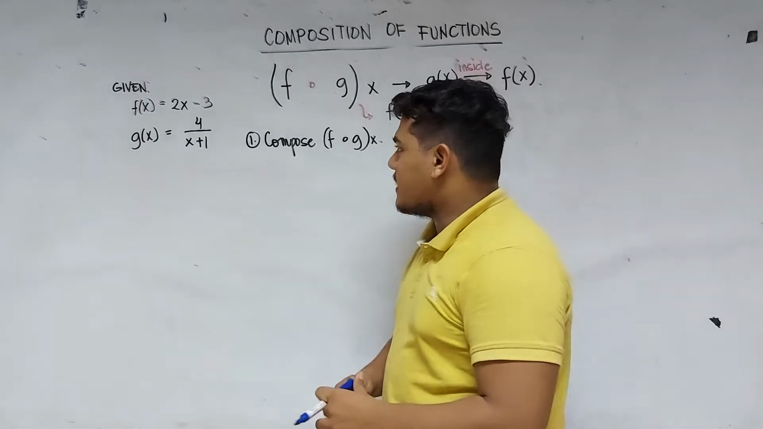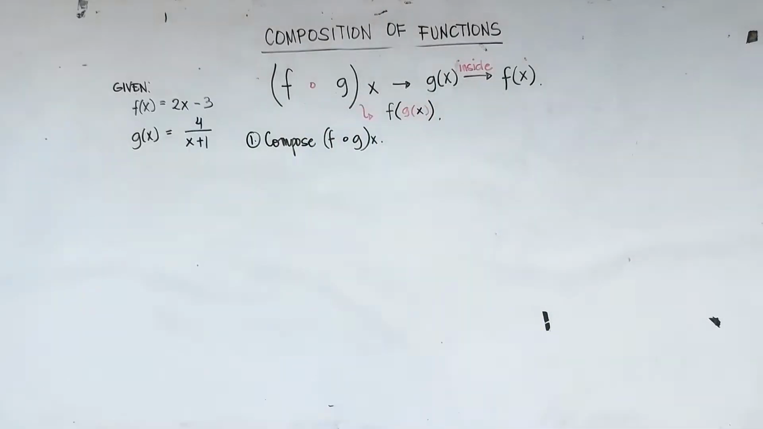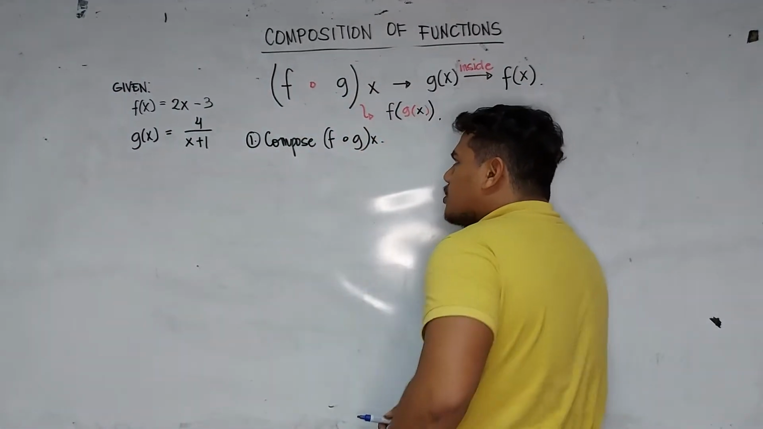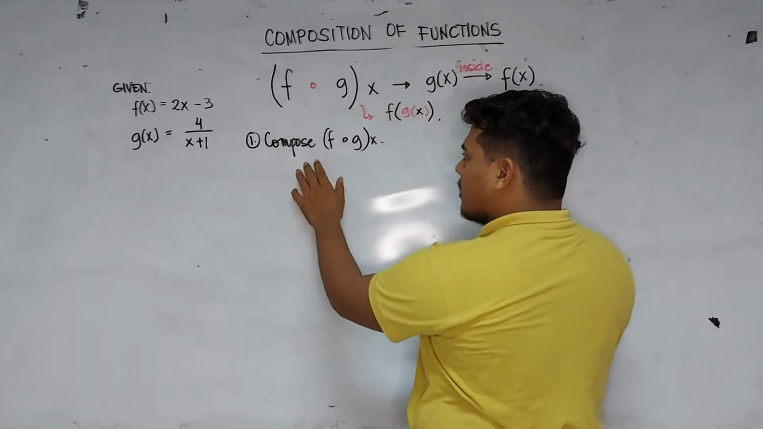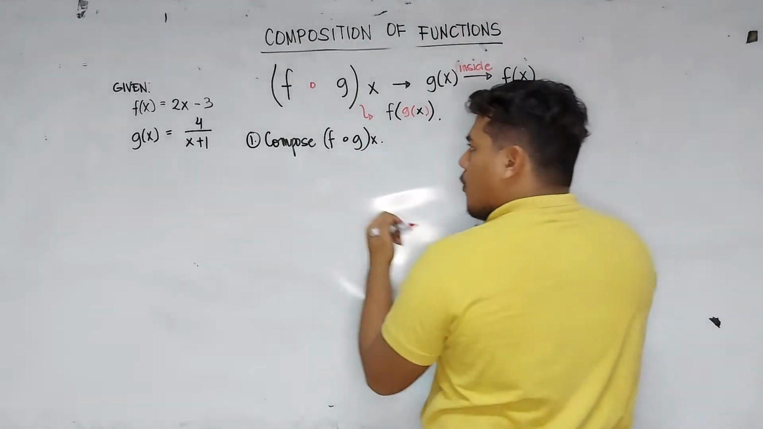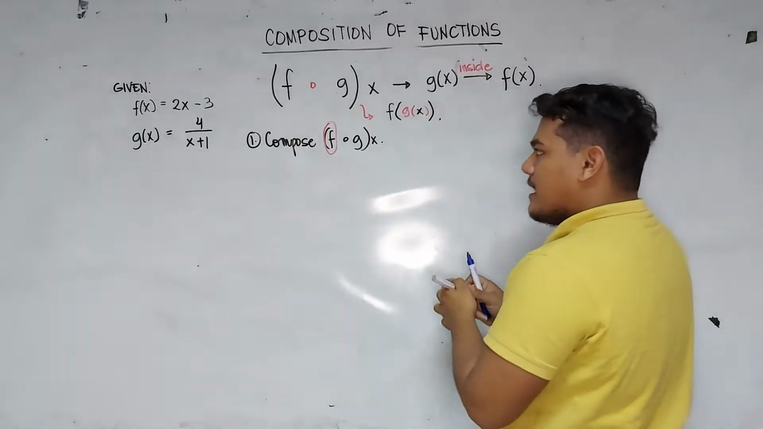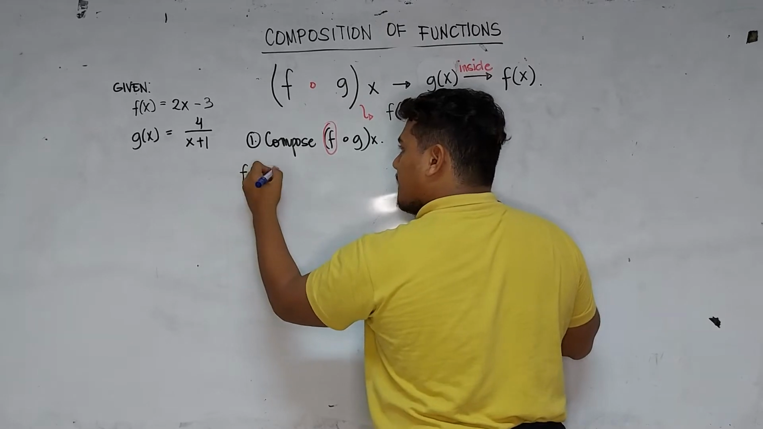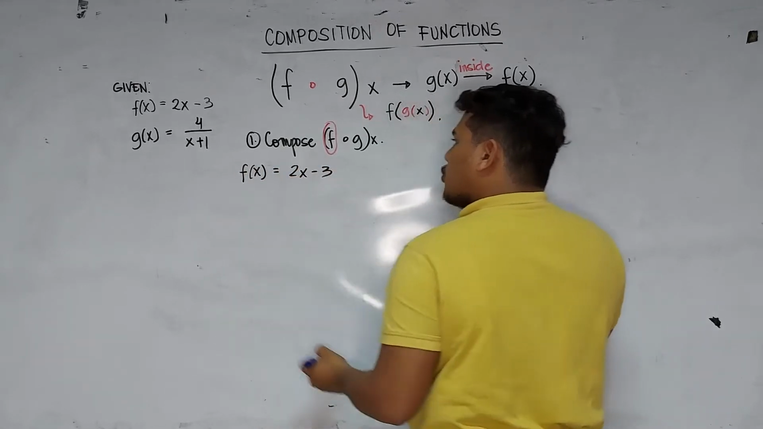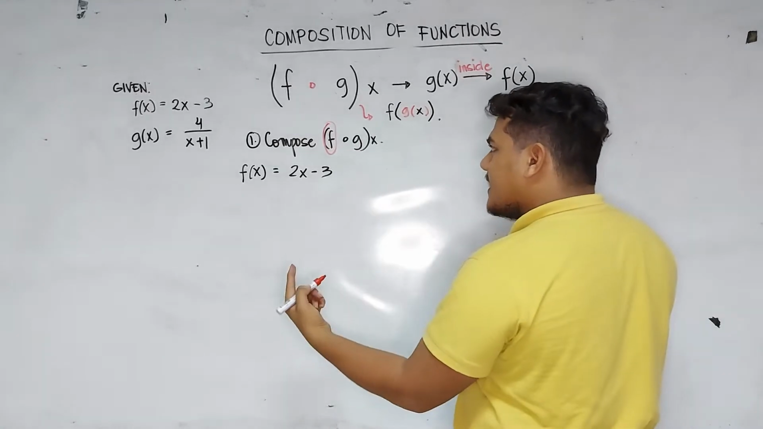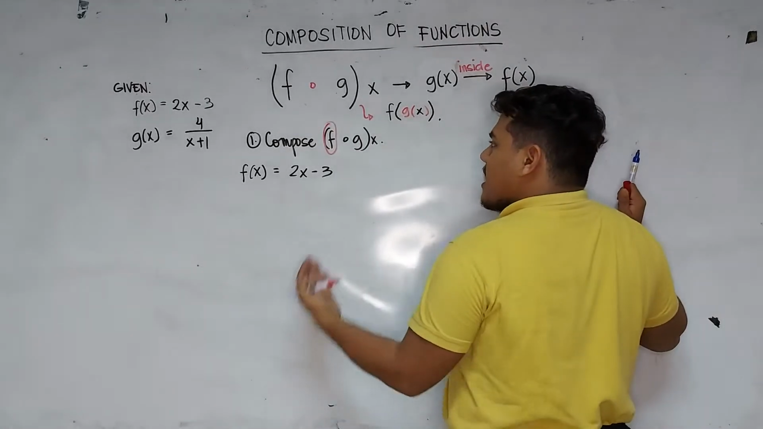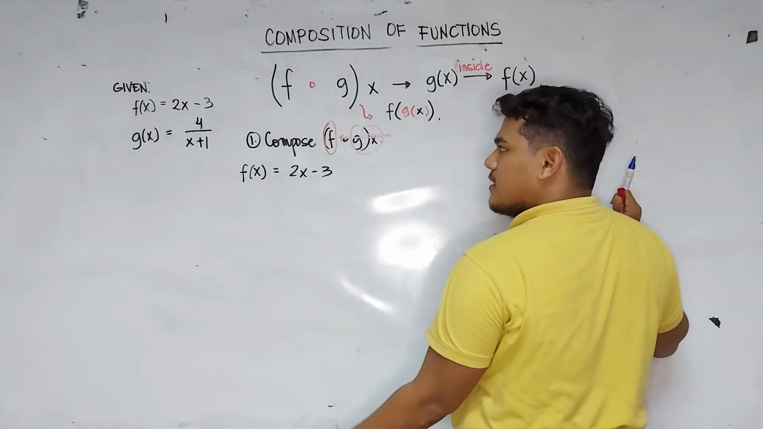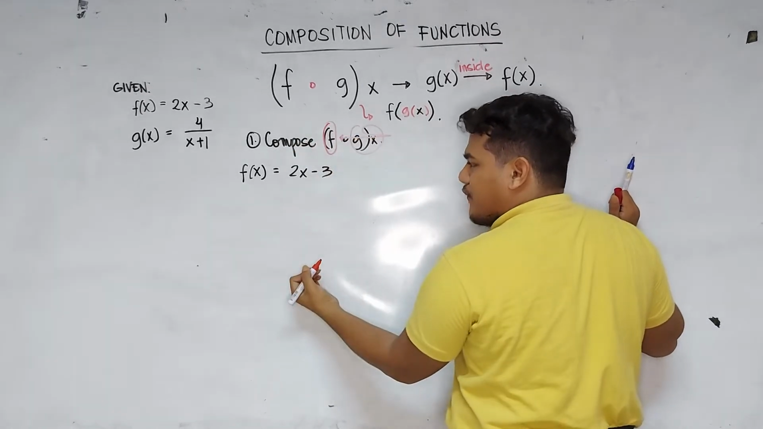In composing functions like that, what do we do? First, if this is our composition f composed of g of x, what I do first is look at the one at the outer side. The one at the outer side is f. So write the value of f. The value of f is equal to 2x minus 3. What do I do next? It is stated that in composing, the value here should be placed in here. G of x should be inside f of x.